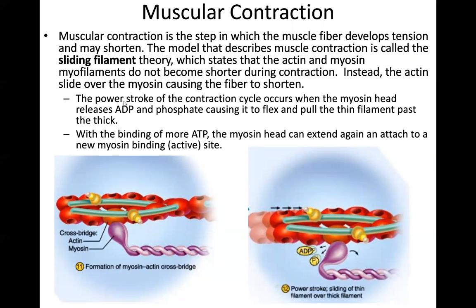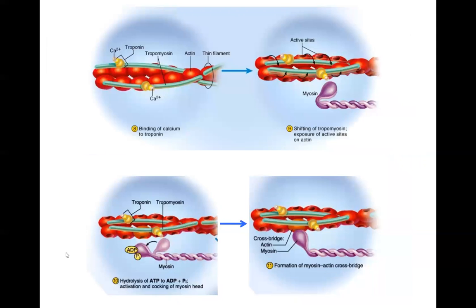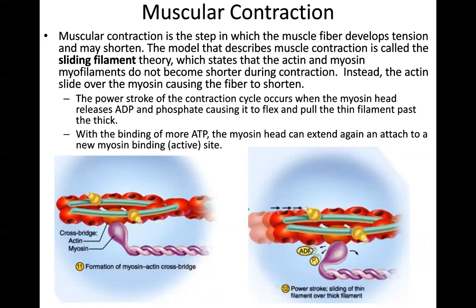Now I used the phrase power stroke. The power stroke is illustrated here with figure 12. Sometimes you'll see this listed as a working stroke. It's the same thing as the power stroke. This occurs when the myosin head releases that ADP and Pi that it had, that cocked it to take it from this position to this position. It still holds on to that ADP and Pi, but when it flexes and pulls, it releases that ADP and Pi. And that allows it to flex and pull the thin filament past the thick. And that's why you see the arrows pointing in this direction, because the thin filament's getting pulled in that direction.